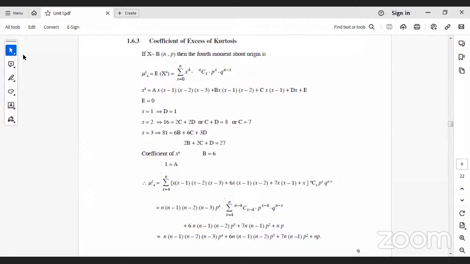Okay, so we are taking it from the left hand side, and the partial fraction method we have done. So a is equal to 1, and we write a into x minus 1, x minus 2, x minus 3, and bx, x minus 1, x minus 2, cx, x minus 1, dx plus c. So d is equal to 1. dx is a constant, so therefore d is equal to 1.